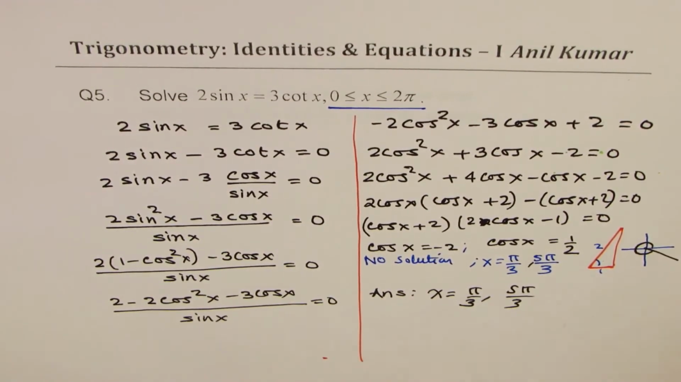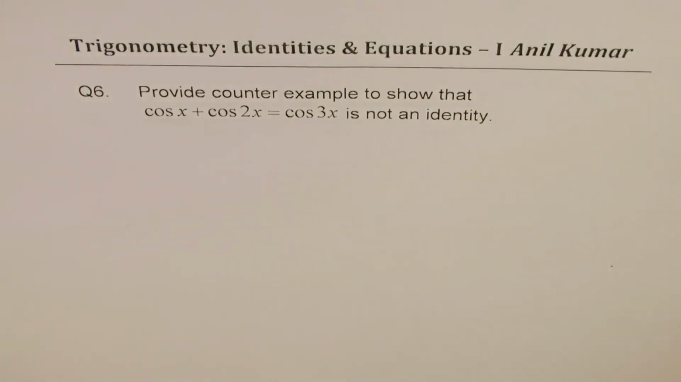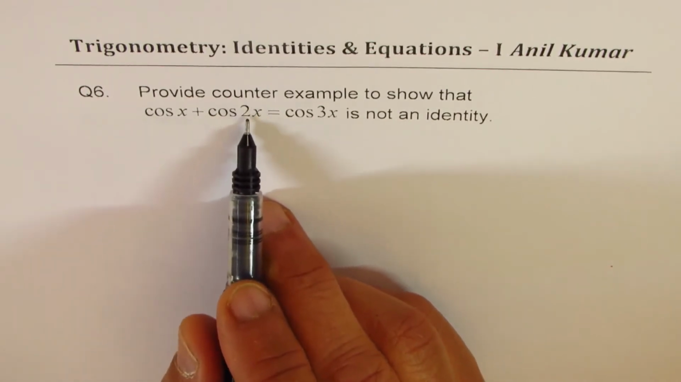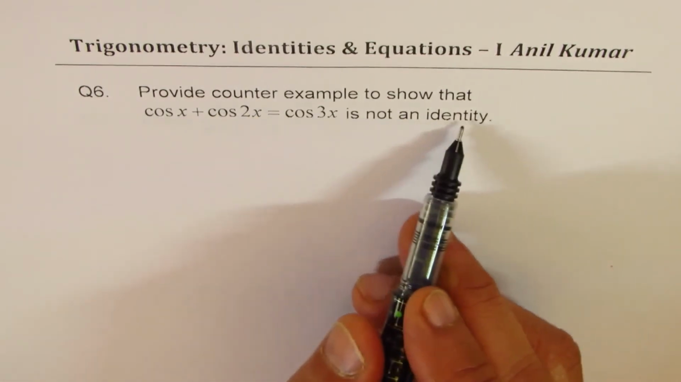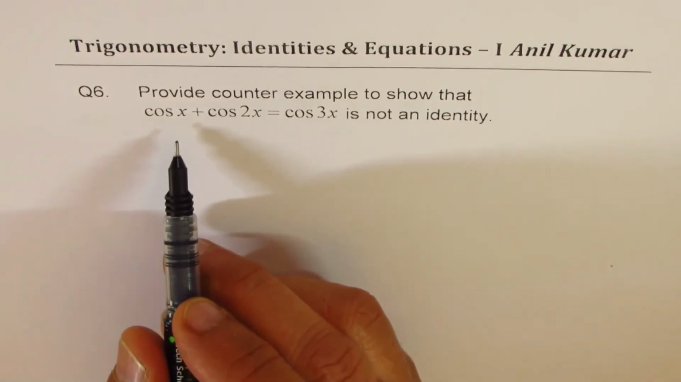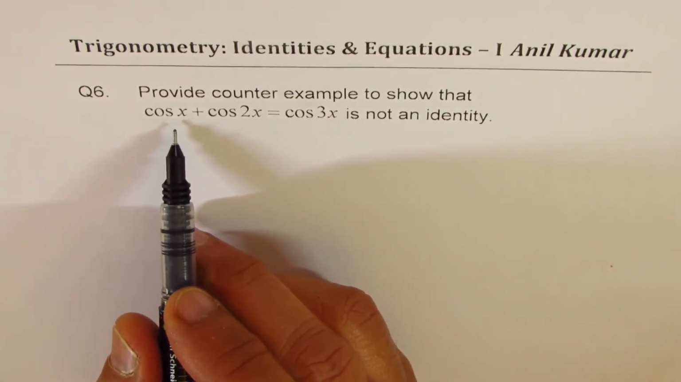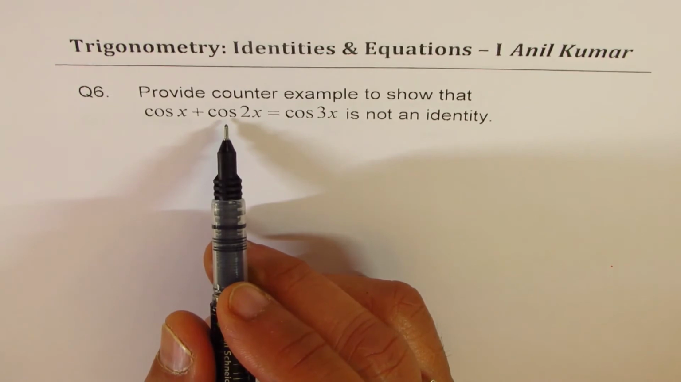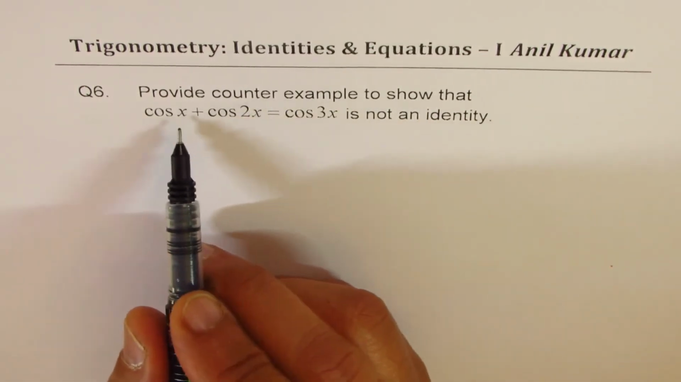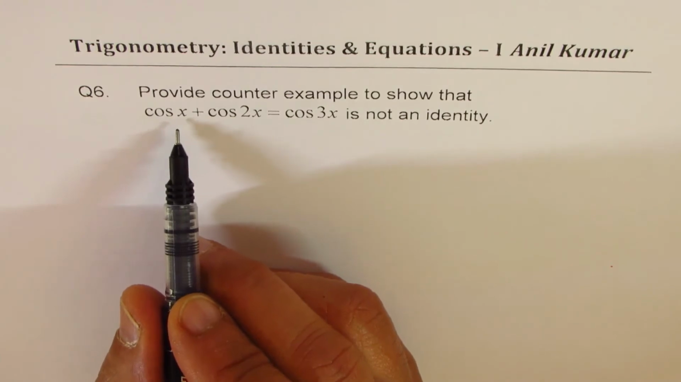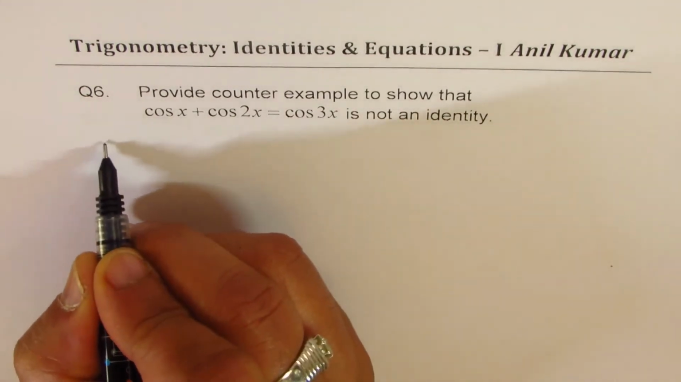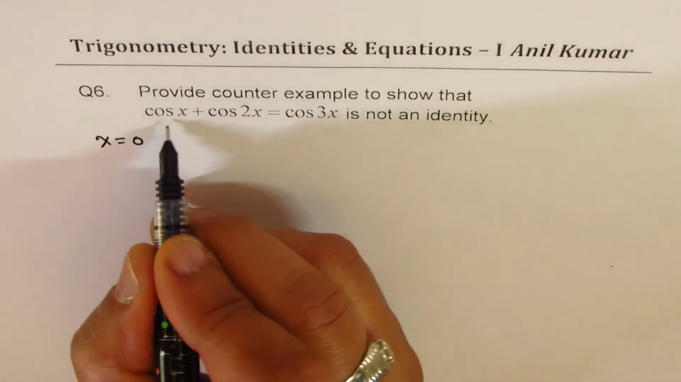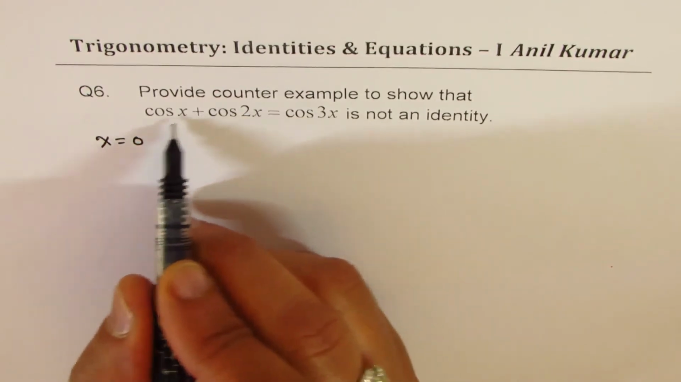Let's move on to question number 6. Provide a counter example to show that cos x plus cos 2x equals cos 3x is not an identity. So for that, you can take any value of x, right? Sometimes you may get that they are the same. For example, if you take pi by 2, you may or may not. Okay, so let's take a value, for example, let's try x equals 0. Okay, now if I write 0 here, then what do I get?